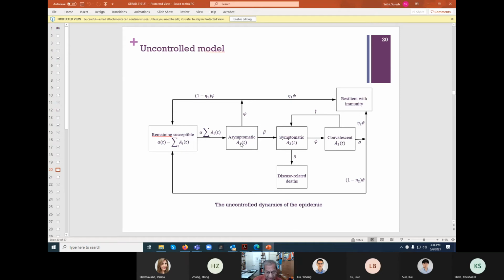And then some portion of the asymptomatic becomes symptomatic, and some portion goes this way. A portion of them recover, because asymptomatic people recover, and some people relapse and recover but are not susceptible, and some people become susceptible. So there are parameters, you can see eta, psi, and all this. This is a model without any control. This is an SIR model which only tells you how the world will evolve.